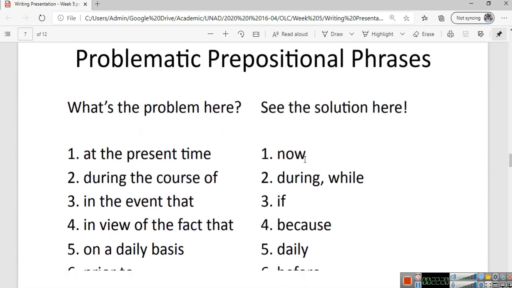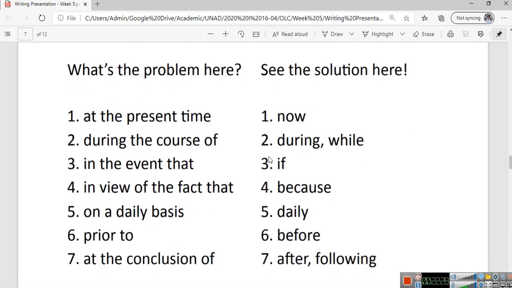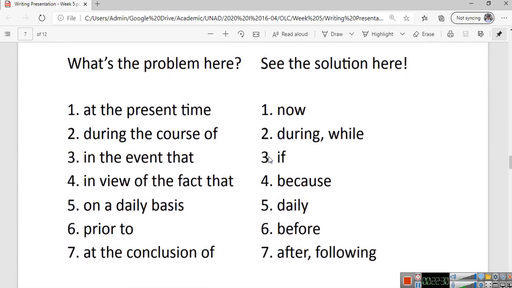We can continue. Now let's look at some problematic prepositional phrases. So what's the problem here? And see the solution. Now, Nubia, please read list number one. At the present time, now. During the course of, during what?